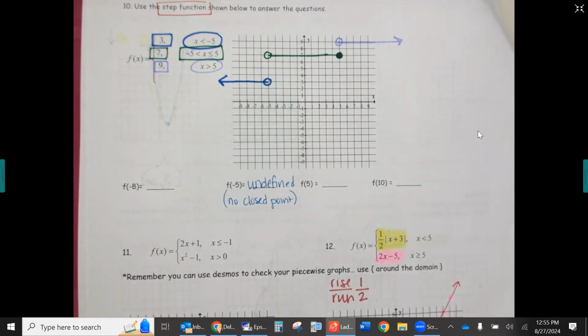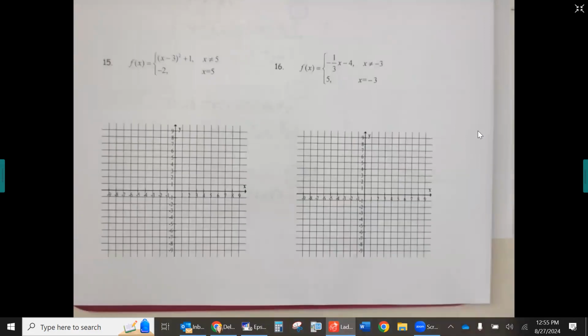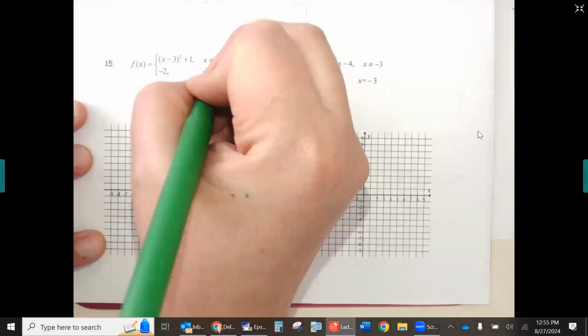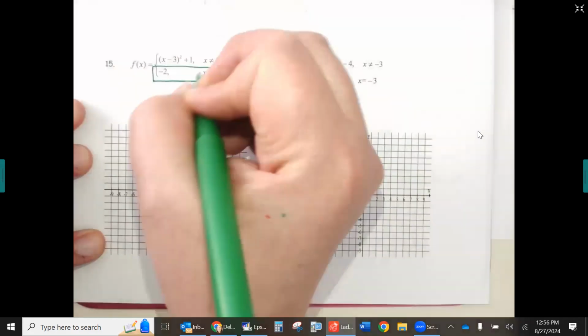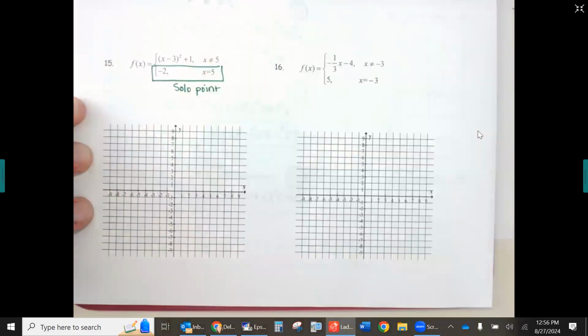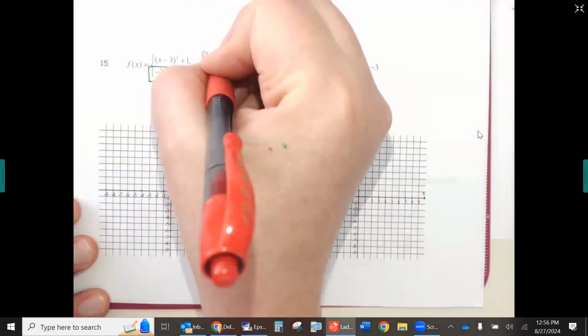Do we want to do one off the next page and then be done? Yeah. One more. What about 13? 15? Okay, 15's fine. All right, let's do 15. Now notice that on 15, you don't see less than or greater thans. You see equal to and not equal to. So remember that if it's an equal to, this is going to be a solo point. And then remember that for not equal to, that means everywhere else.